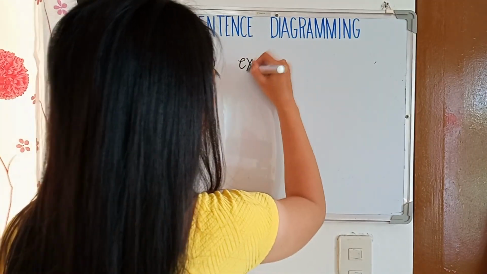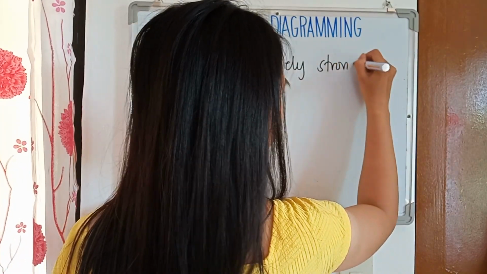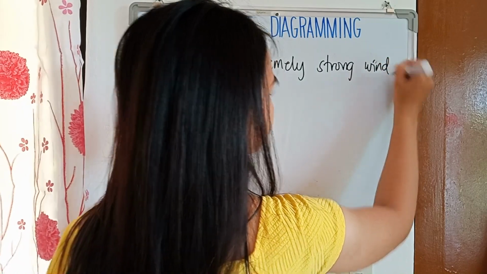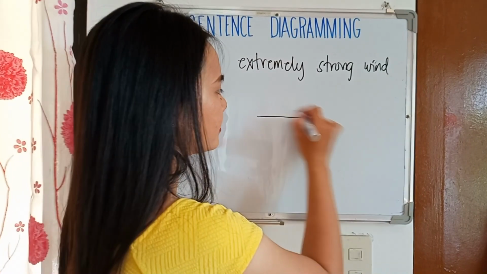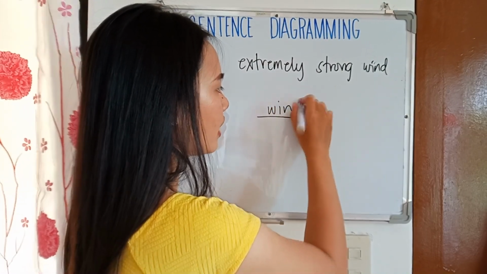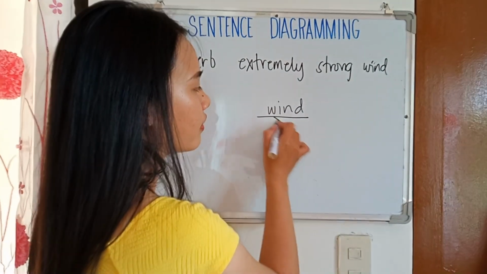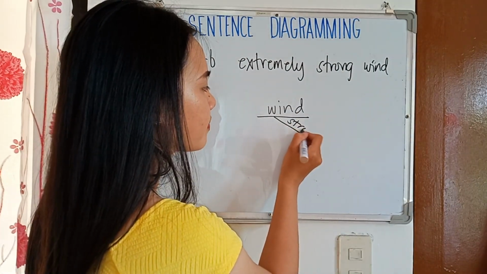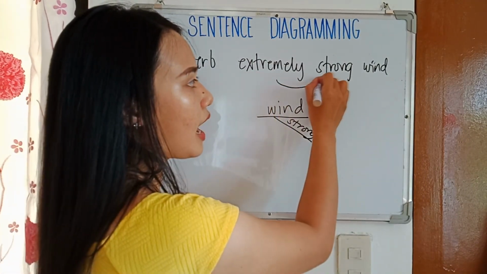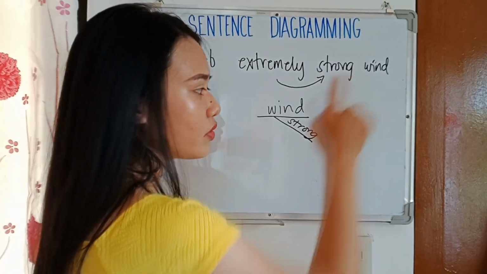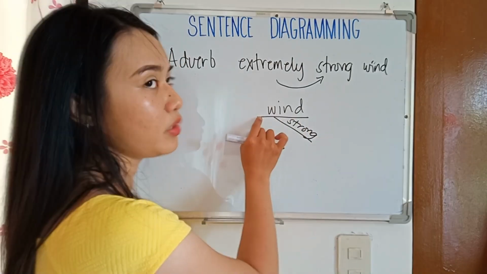In the phrase, extremely strong wind. Now this phrase has two modifiers. Let's write first wind here. Okay. Now, how is wind described? It is strong, right? So we write strong here. Now, extremely here is an adverb describing how strong is the wind. So we cannot write extremely below wind because it does not modify the wind.